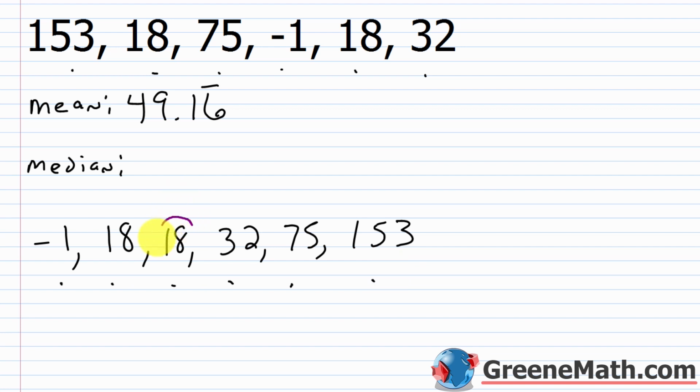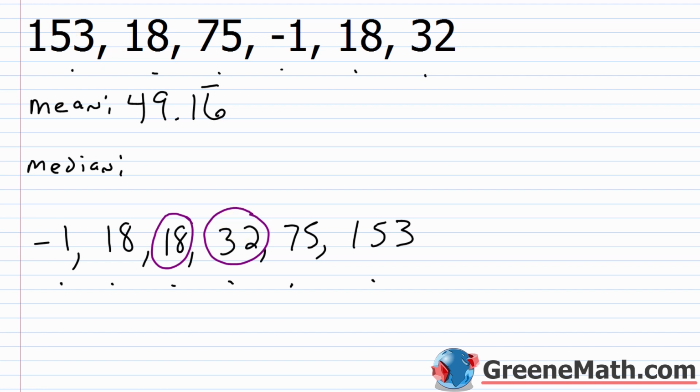If I choose 18 here, that's kind of close to the middle. Well, I have 2 numbers to the left, but 3 numbers to the right, so that can't be the middle. Or if I choose 32, that also looks like it's close to the middle, but I have the same problem. I have 3 numbers to the left and 2 numbers to the right. So what we're going to do is take these 2 middle numbers and find the average or find the mean. So what is the average of 18 and 32?